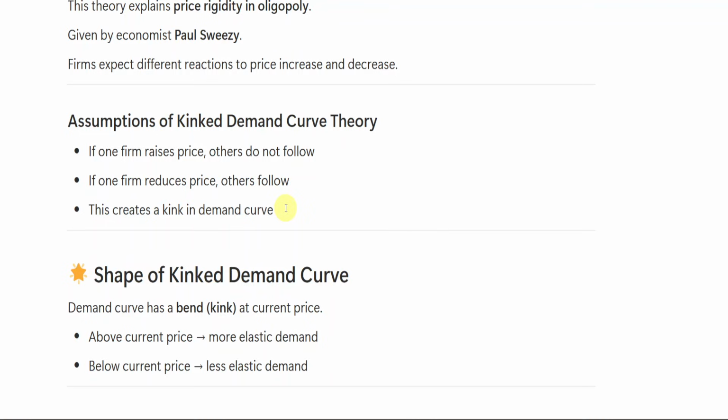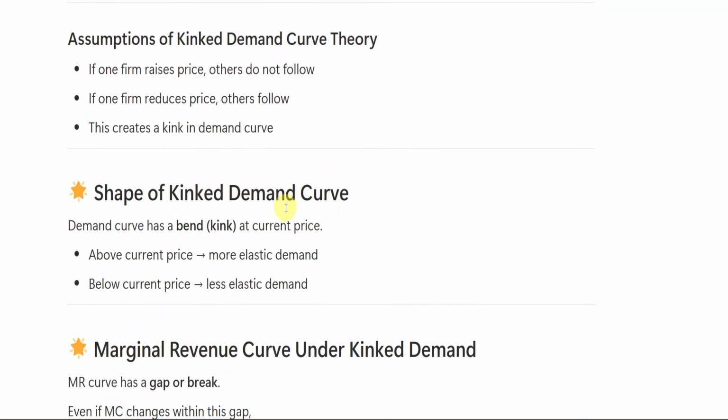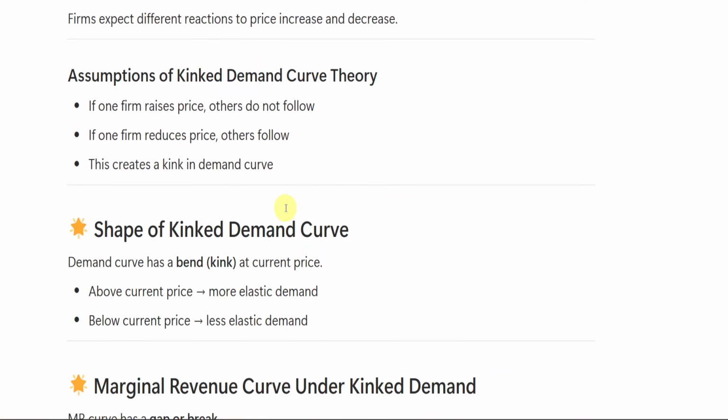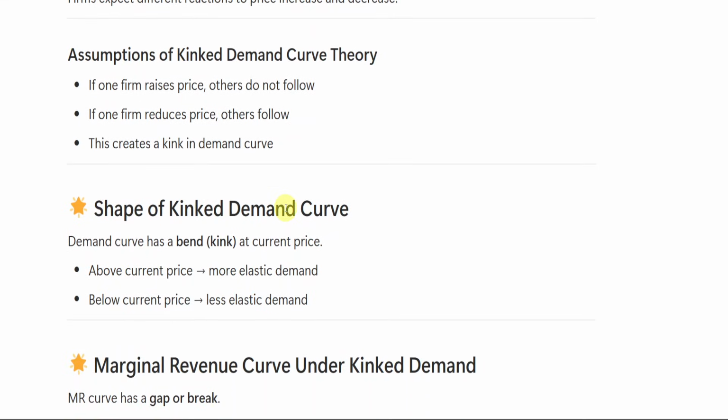And it will create a kink in the demand curve, students. Because of different reactions, the demand curve has a bend, meaning a kink, and at the current price level this kink will be there. We also have an upper part as well as a lower part of the demand curve, students.